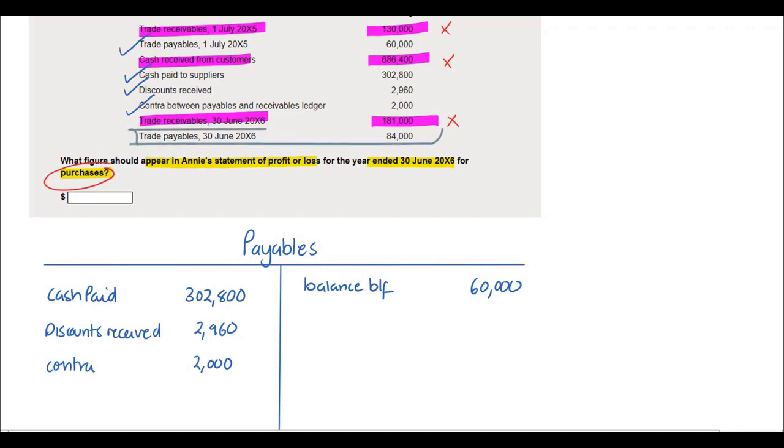Lastly, we have information about the closing balance of the payables at year end. This will be a closing balance that's on the debit side, so that the brought forward balance will be on the credit.